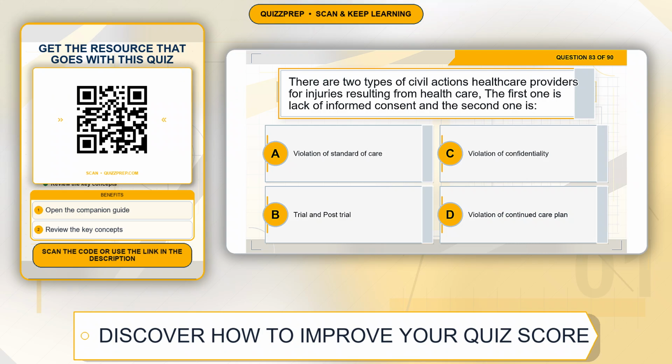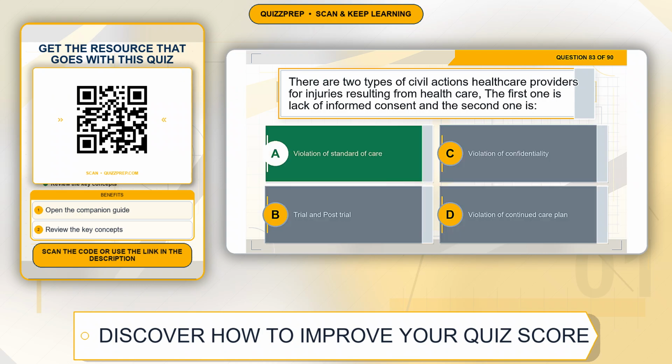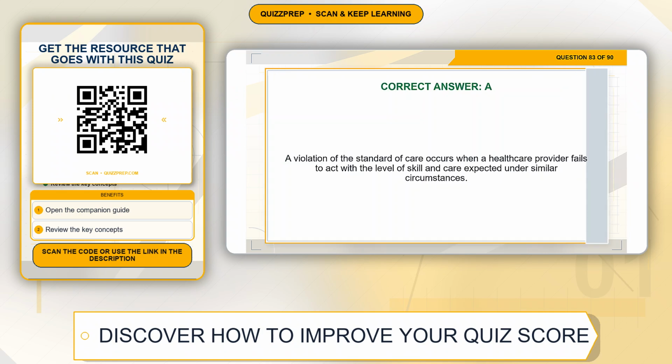Question 83. There are two types of civil actions against healthcare providers for injuries resulting from healthcare. The first one is lack of informed consent and the second one is Option A, violation of standard of care. Option B, trial and post-trial. Option C, violation of confidentiality. Option D, violation of continued care plan. The correct answer is option A, violation of standard of care. Explanation. A violation of the standard of care occurs when a healthcare provider fails to act with the level of skill and care expected under similar circumstances.